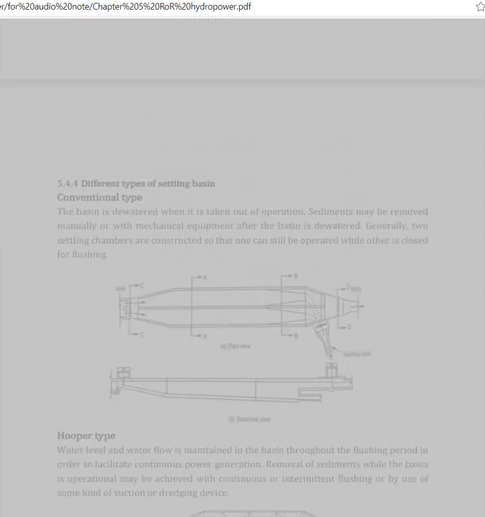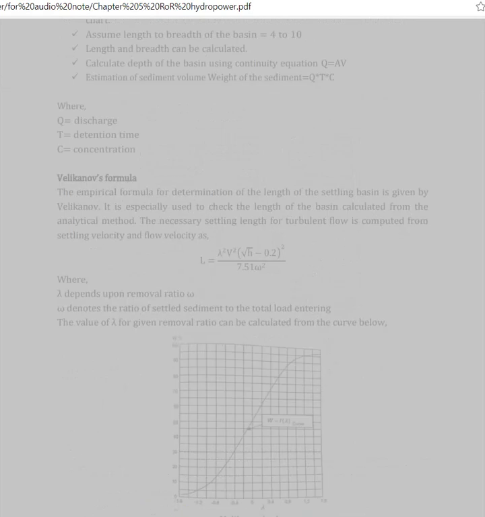111. After assuming efficiency, calculate AS using Vetter's equation or using Camp's chart. Assume length to breadth of the basin equals 4 to 10. Length and breadth can be calculated. Calculate depth of the basin using continuity equation, Q equals AV. Estimation of sediment volume: weight of the sediment equals Q*T*C, where Q equals discharge, T equals detention time, C equals concentration.